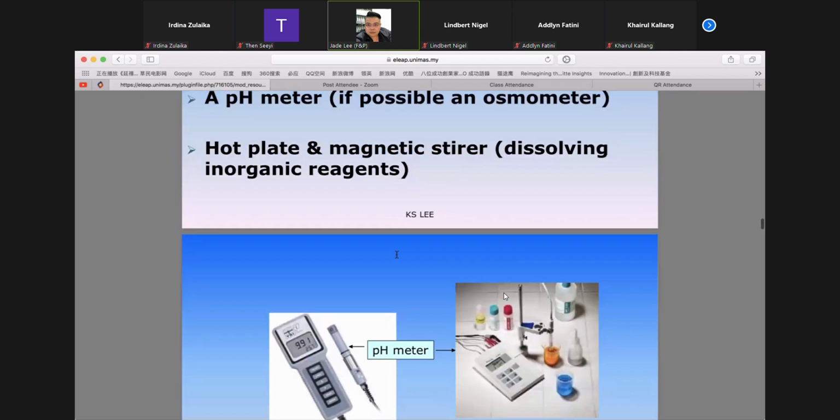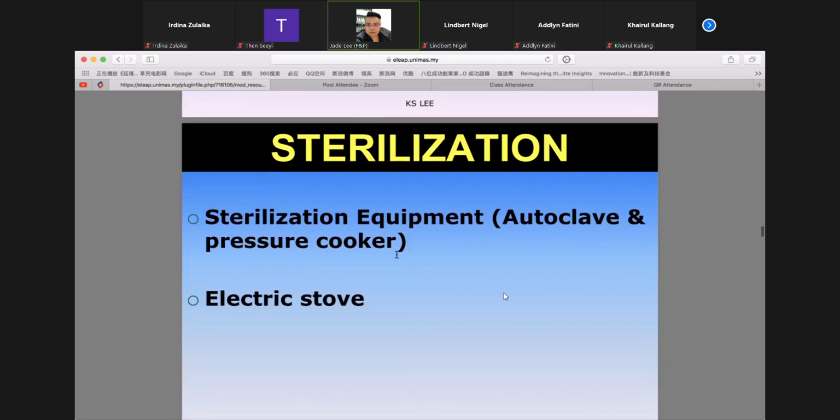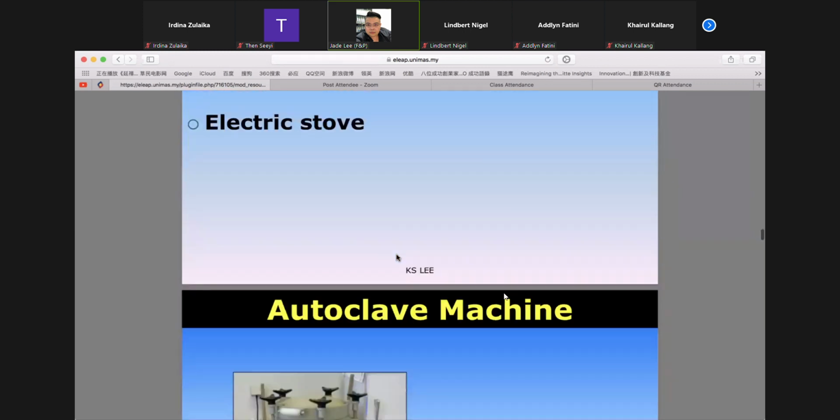This is the example of the pH meter and also the meter to check the osmolarity of the media. For the sterilization, examples are the autoclave and also the pressure cooker. You can use a pressure cooker to autoclave, to sterilize your equipment. And also an electric stove, you need that if you use the pressure cooker.